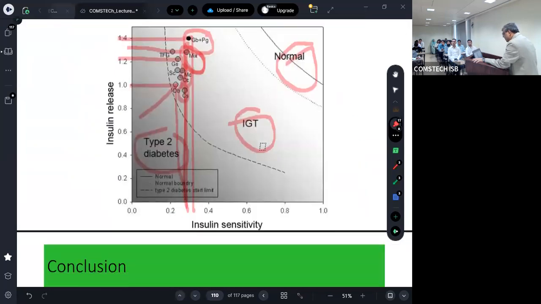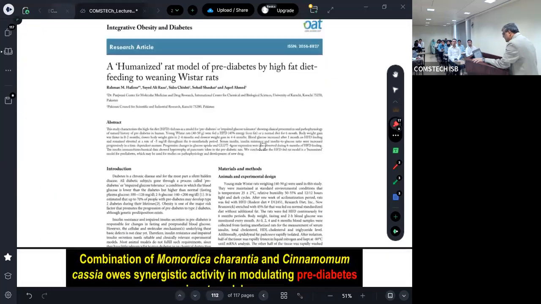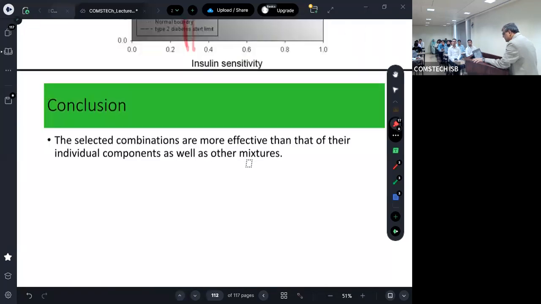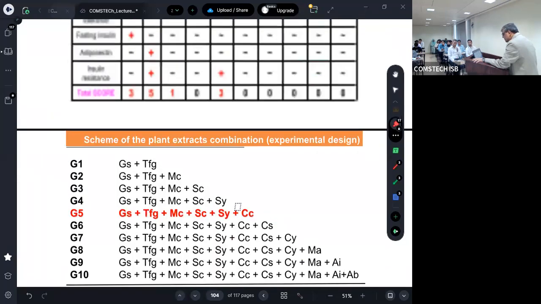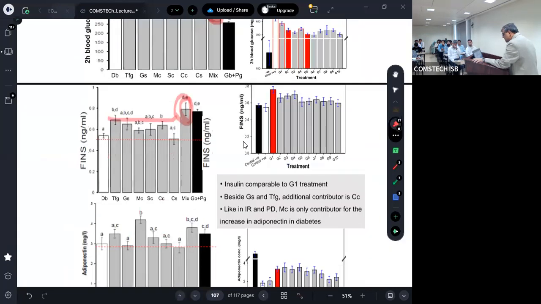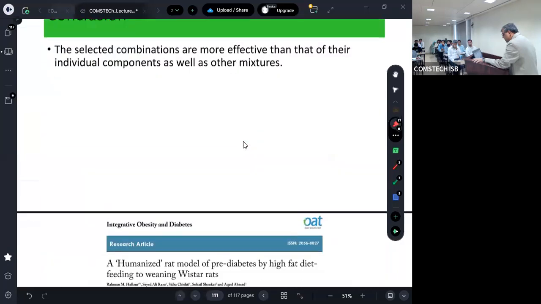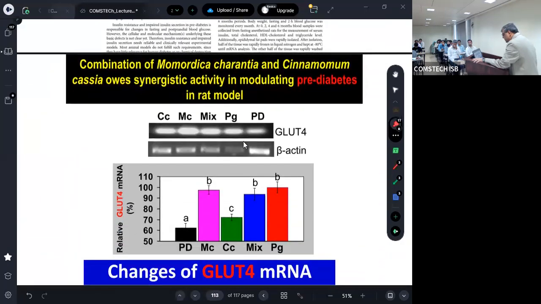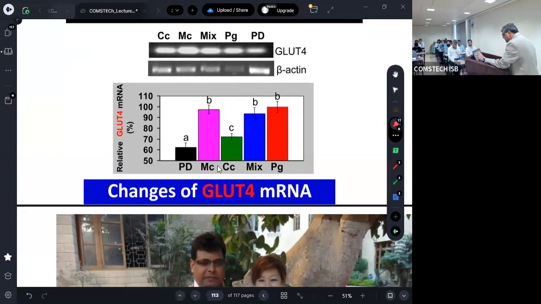Here the mixture contains six components. But in the pre-diabetes model, what did we do? In the pre-diabetes model, we checked only two: one is Momordica charantia and the other is cinnamon.